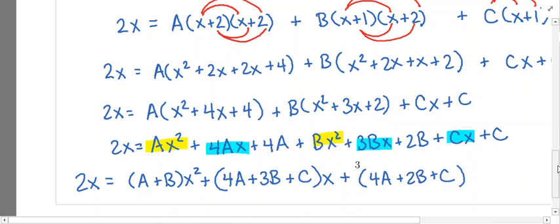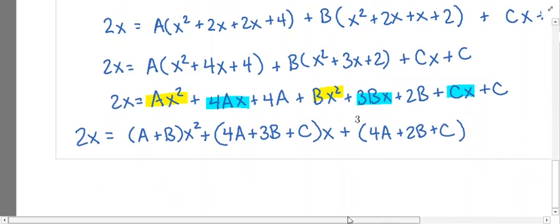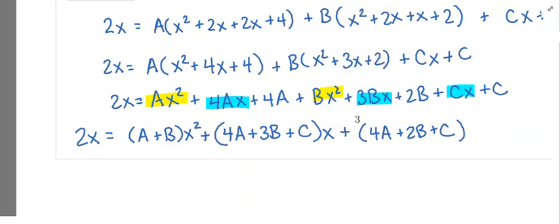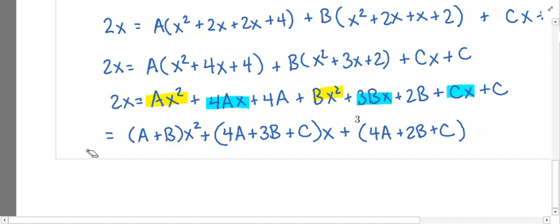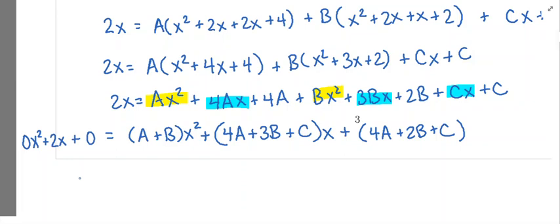Okay, I lied. I am going to go back and do something to the left side. The left side is just a 2x, that is 0 times x squared plus 2x plus 0. I'm just emphasizing here that the number in front of x squared is 0 and the constant term is 0 on the left.